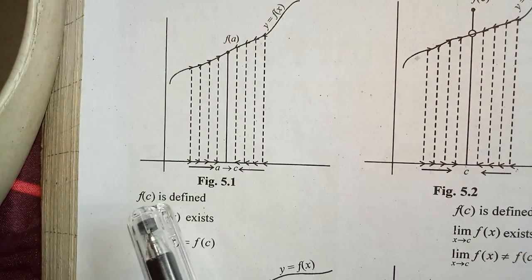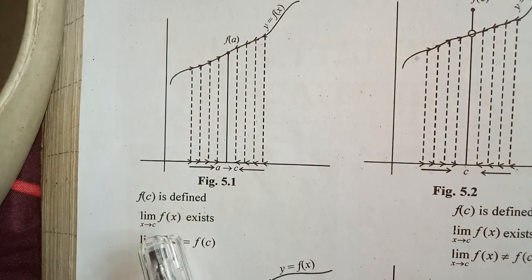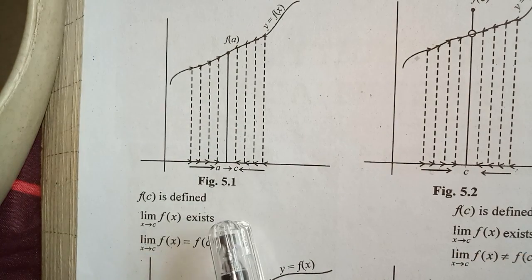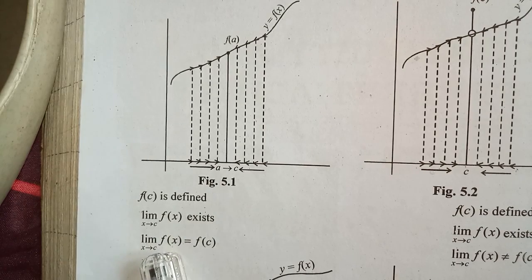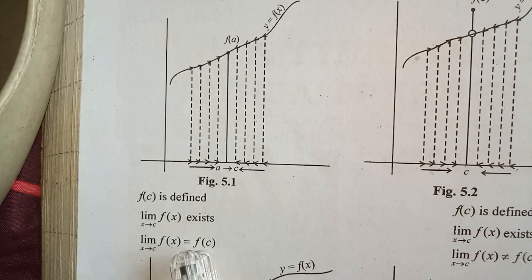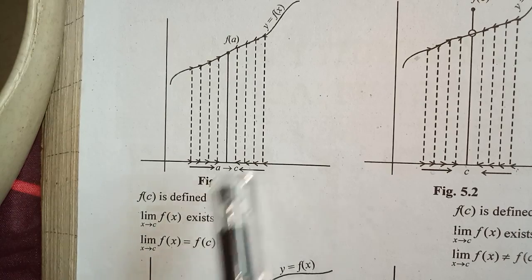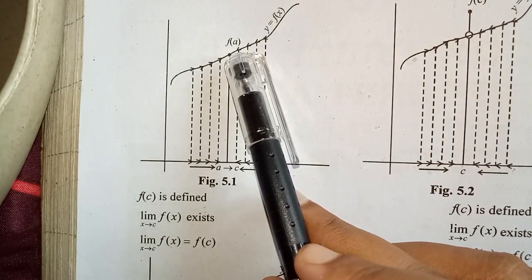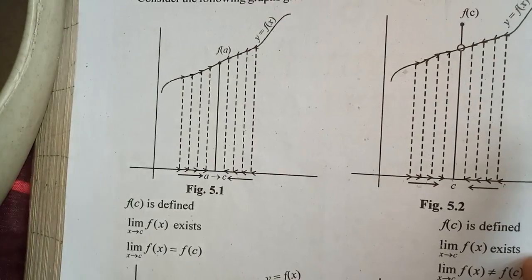Okay, so that's why I have written here: f of C is defined and limit as x tends to C of f of x exists, and you can see that whether you are approaching from your left side or your right side, your function f of x will take the value f of C. Is that clear? Now look at the second graph, children.